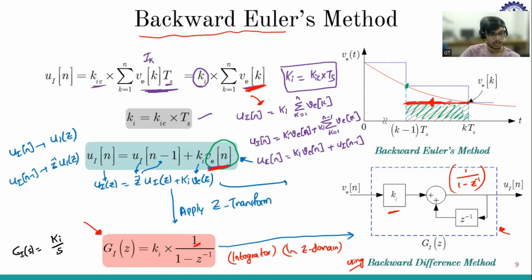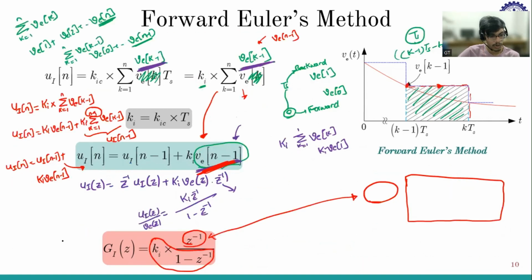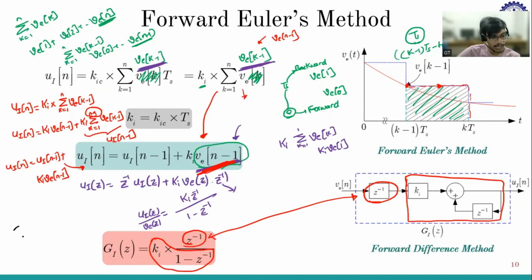Yes. So if I correlate between S and Z inverse, S is equivalent to 1 minus Z inverse, right? Do you agree? But in the case of forward Euler, Gi of S is Kic by S. Now S is equivalent to 1 minus Z inverse by Z inverse. Agree?